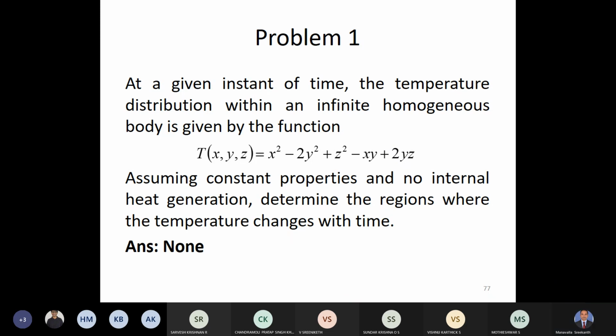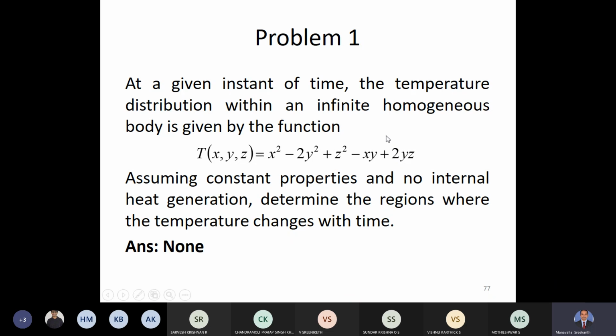So this is a problem in three-dimensional conduction with no heat generation and with constant properties. We are not actually told whether it's a steady state or not, so we have to find whether it is steady state or not. We have to determine whether the temperature changes with time or not. According to this equation, at some instant of time this is the temperature distribution. But at a different instant, will the temperature distribution be different or not is what we are supposed to estimate.